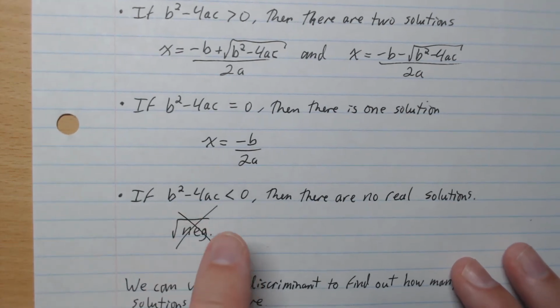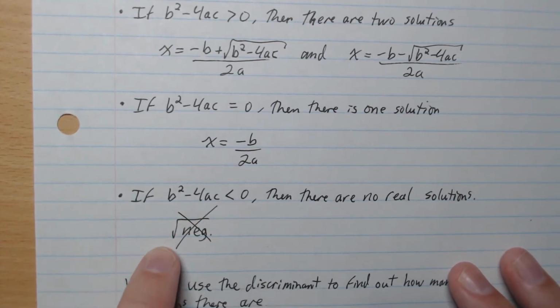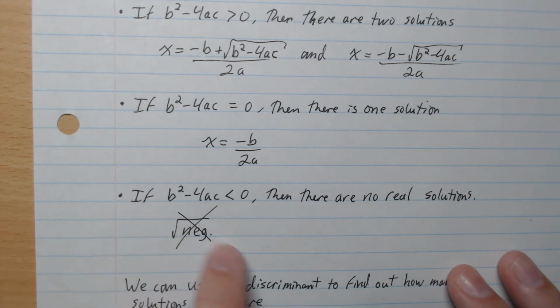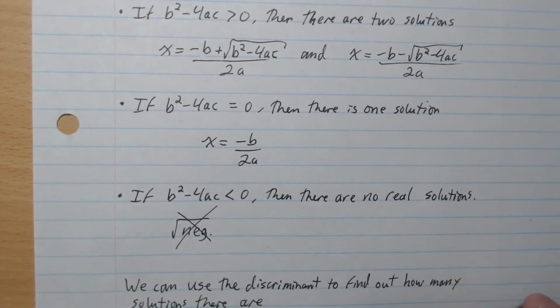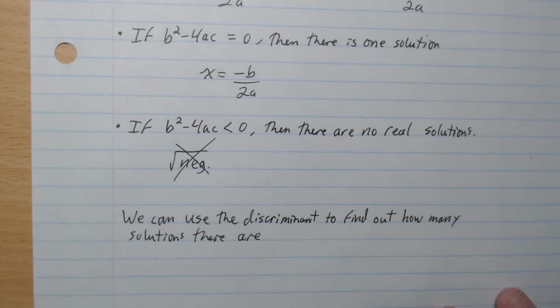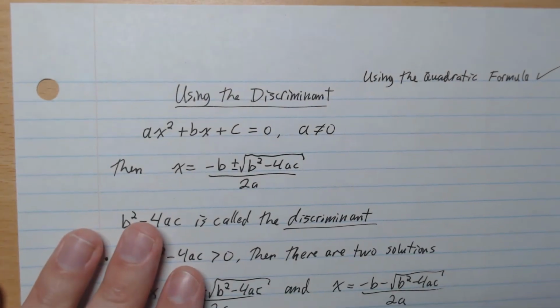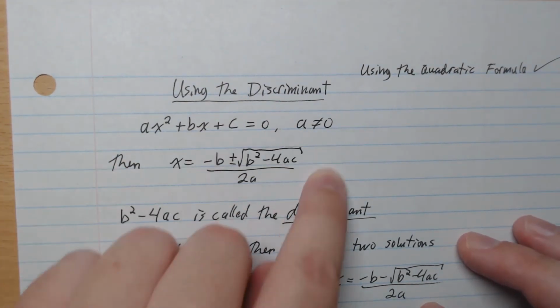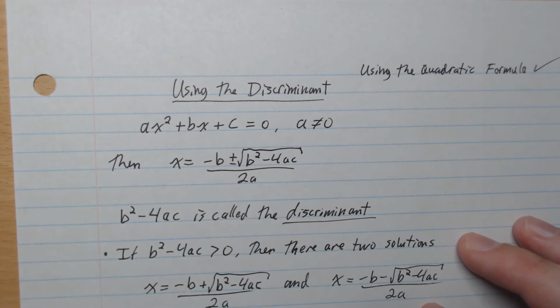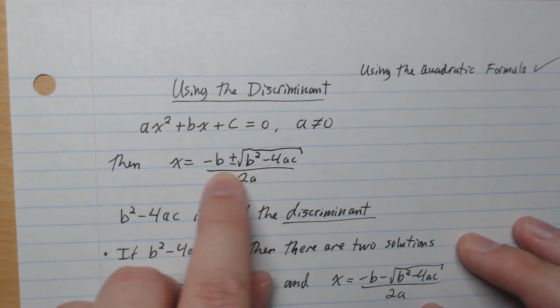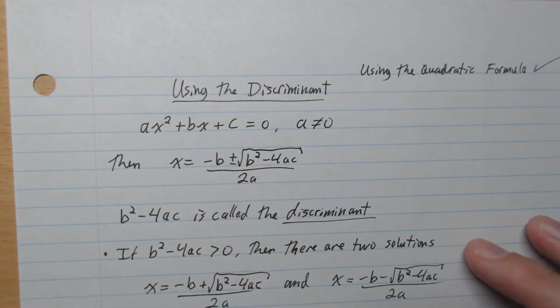If the discriminant is less than 0, we end up having square root of a negative, and we can't have that in real numbers. And so in that case, there are no real solutions. And so we use the discriminant to find out how many solutions there are. If you want to find out what those solutions are, you use the entire quadratic formula. But if you only want to know how many, you only need to look at the discriminant.